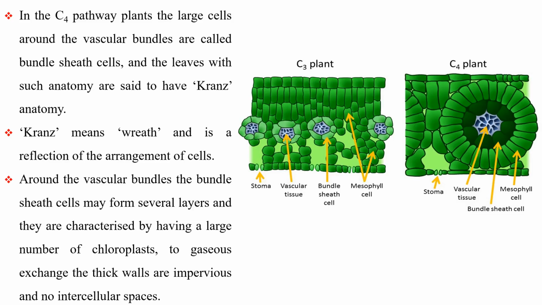Around the vascular bundles, the bundle sheath cells may form several layers, and they are characterized by having a large number of chloroplasts. The thick walls are impervious to gaseous exchange, and there are no intercellular spaces.